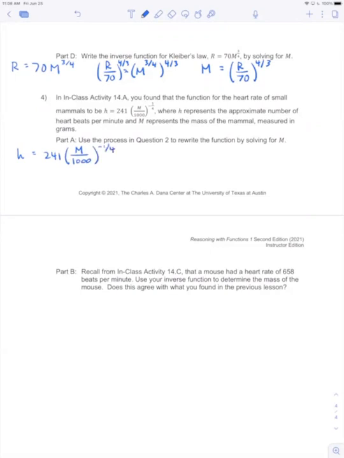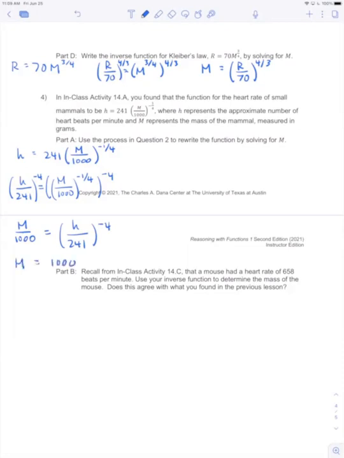All right, why don't we divide by 241? So we'll start the same way that we did in the previous part D example. And from here, why don't we raise both sides to the -4 power? And that would leave us with, I'm going to write this on this side here. And then let's multiply by 1,000. So we'd have m is equal to 1,000, and then we have 241 over H to the negative 4.